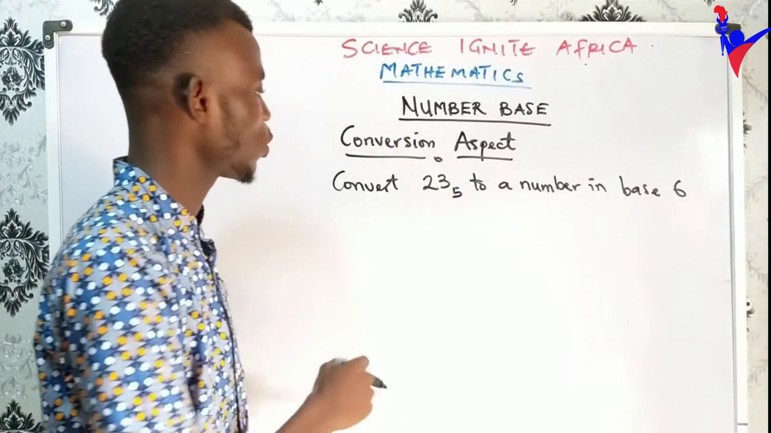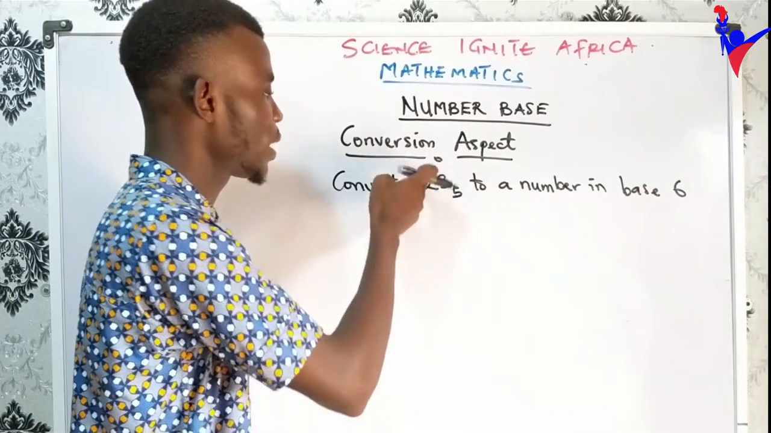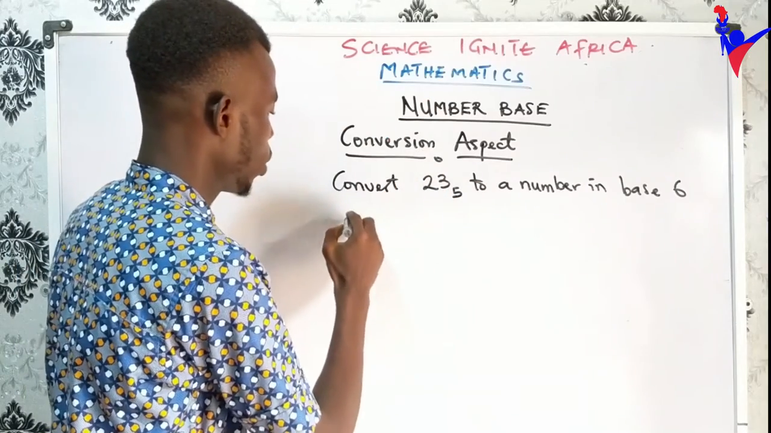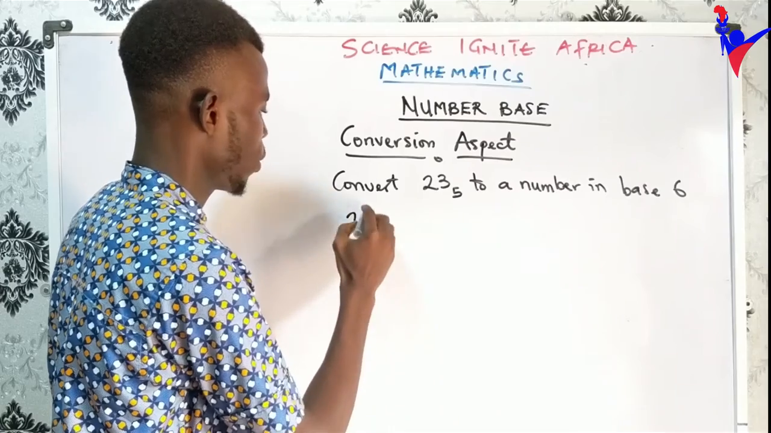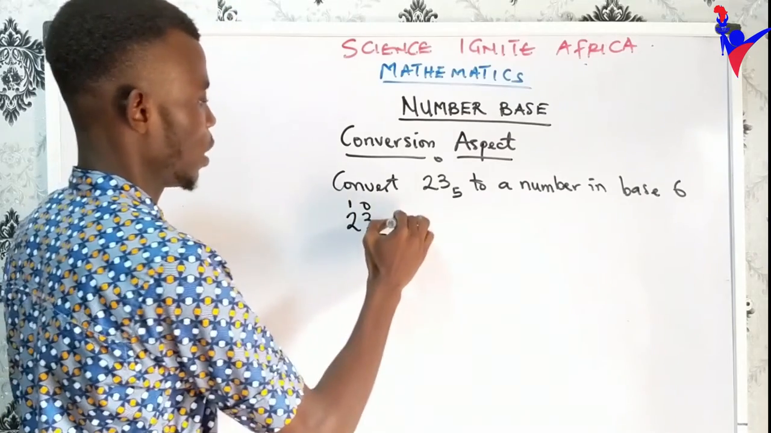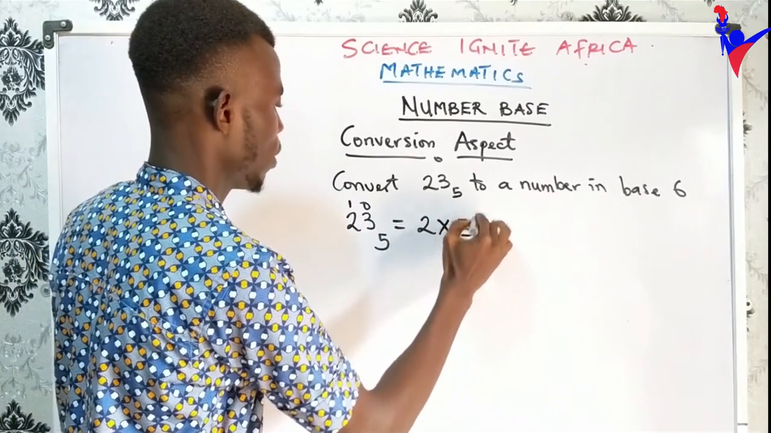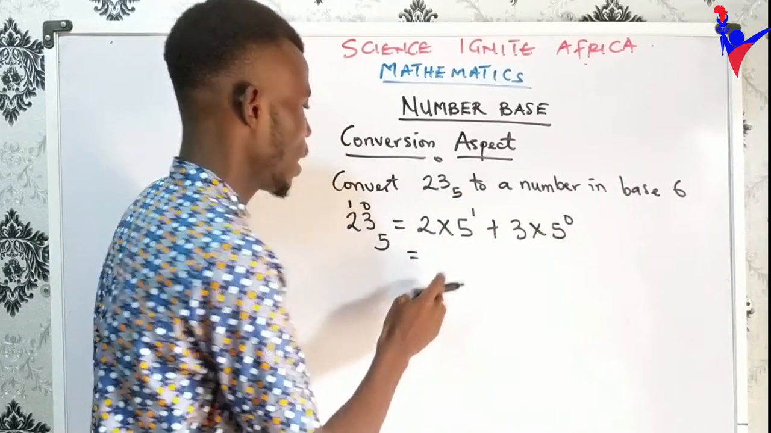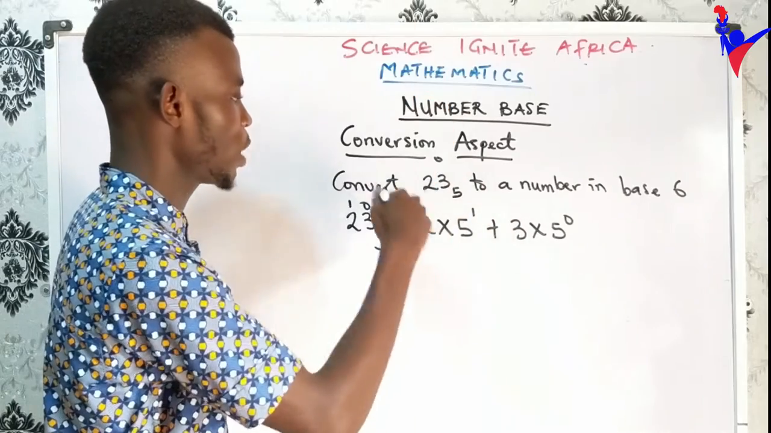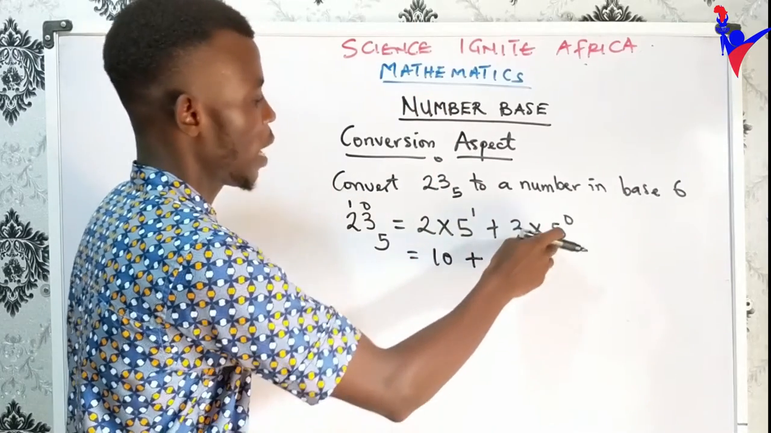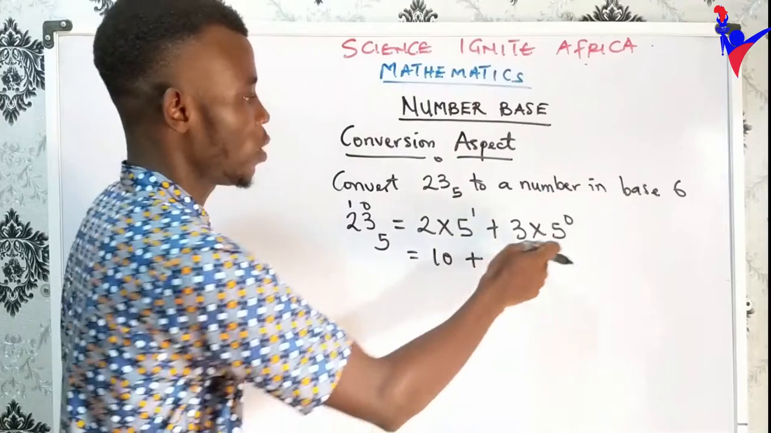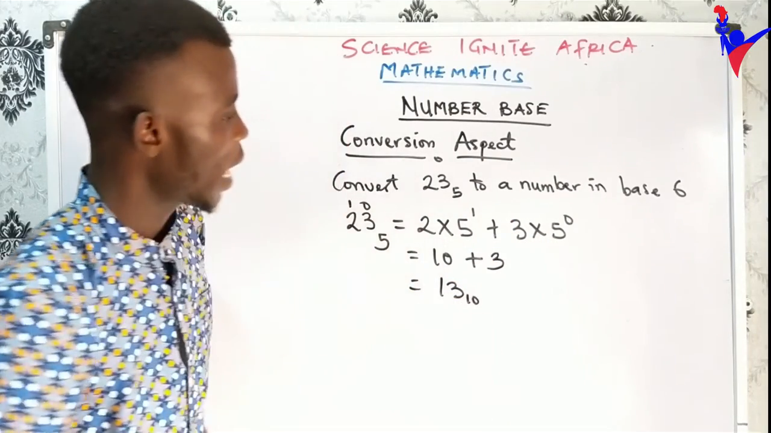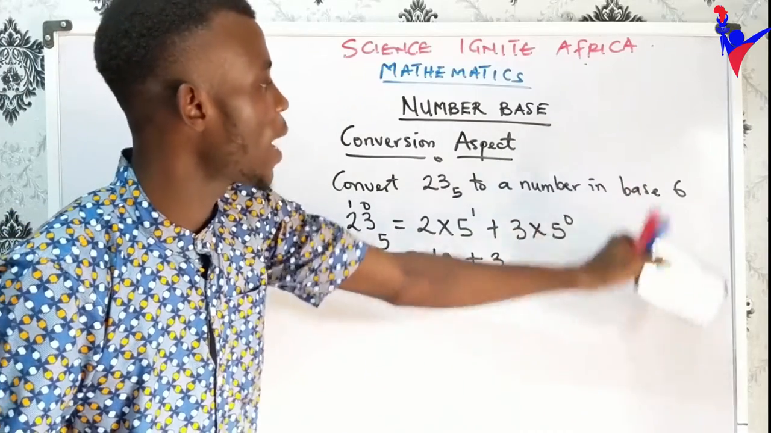So the first thing you have to do is take this 23 first to a number in base 10. Then let's go. You have this as 23, then you label 0, 1. That will be 2 times 5 raised to power 1, plus 3 times 5 raised to power 0. 5 raised to power 1 is 5. 5 multiplied by 2 we have 10, plus 5 raised to power 0 is 1. 1 multiplied by 3, we have 3, and we have 13 base 10. And I said convert to a number in base 6.